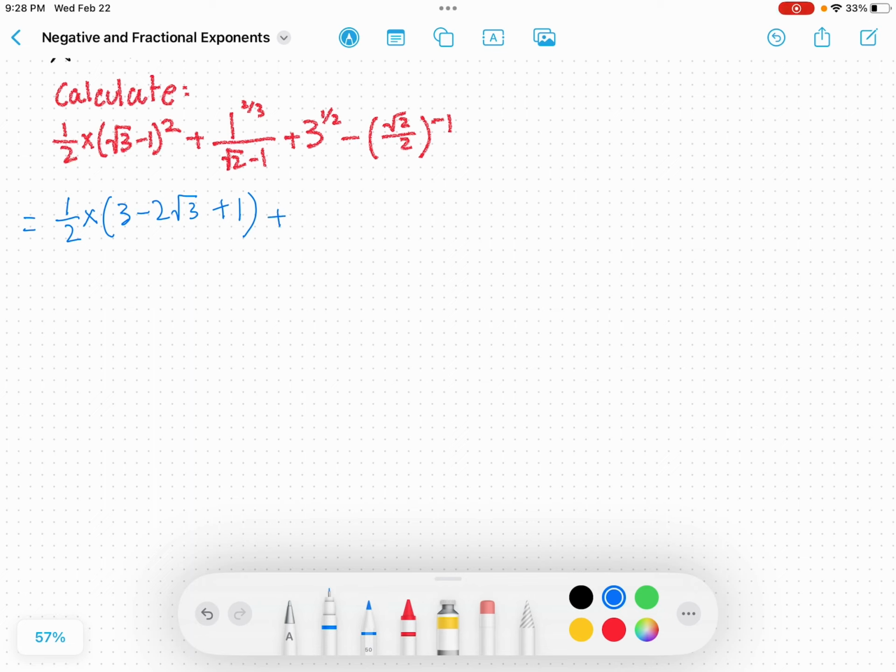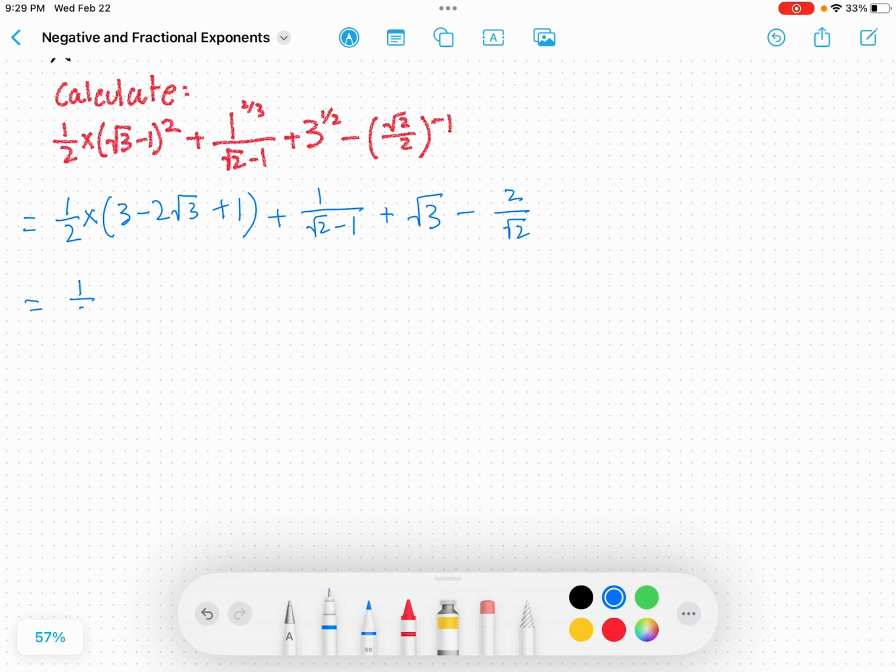And then the next part, 1 to any power is going to be 1, so that doesn't change. Over square root 2 minus 1 plus 3 to the power of 1/2. Well, the power of 1/2 basically means you take the square root of it. So this will equal square root 3 minus 2 over square root 2. And now you continue simplifying.